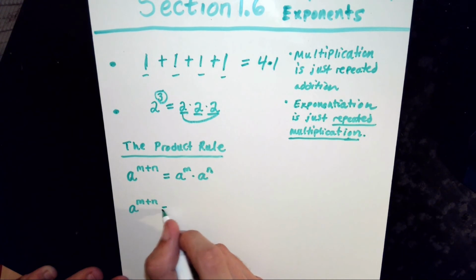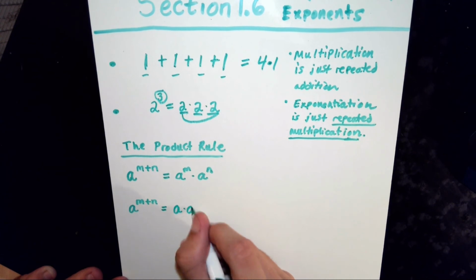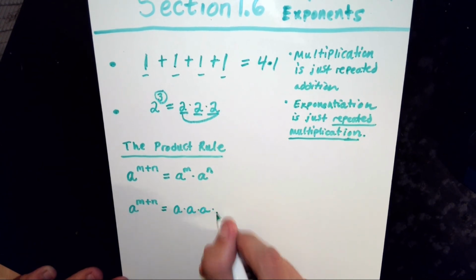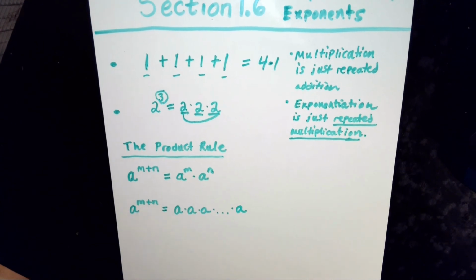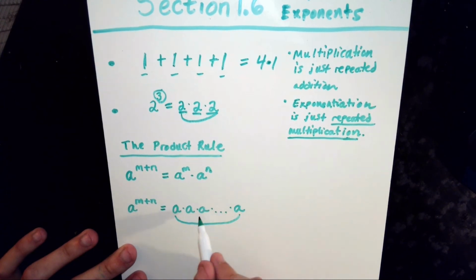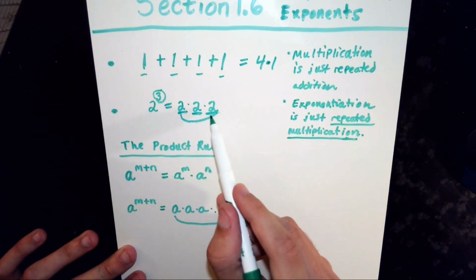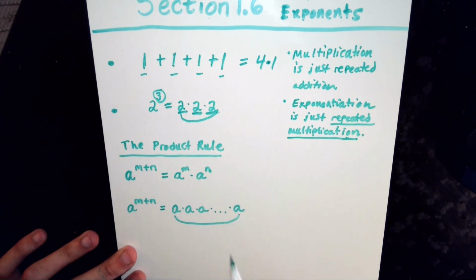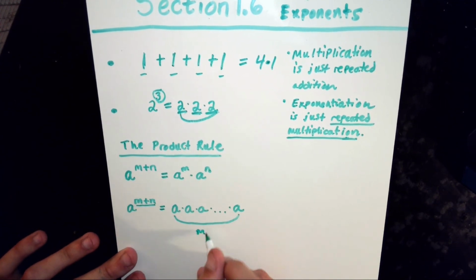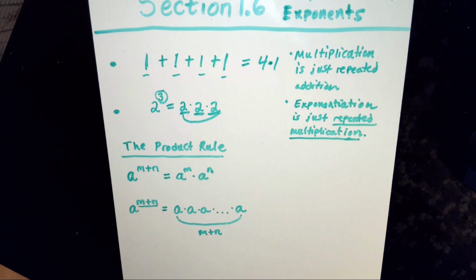Well, with a to the m plus n, we are going to have a times a times a times dot dot dot times a. The number of a's we have here is always the exponent. Just like up here, we had 3 2's, so the exponent was 3. So when we have a to the m plus n, what we really mean is that there are m plus n a's here, whatever m and n are, right?